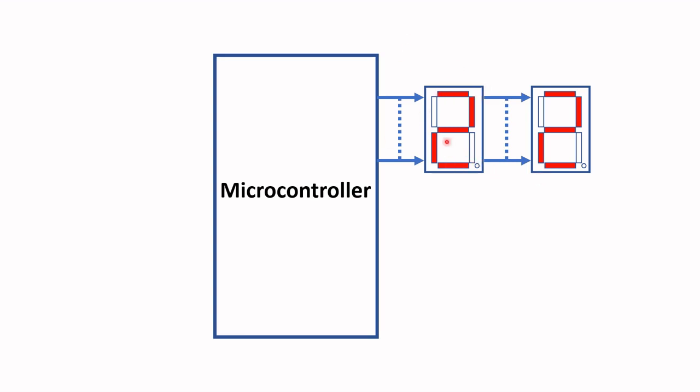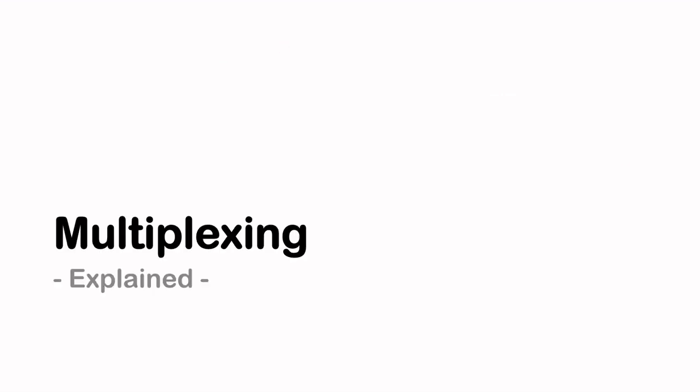How do you get this display to display, for example, a 2, and then this display here to display a 3? So how do you get the two 7-segment displays to show two different symbols? Well, one solution is to use multiplexing.